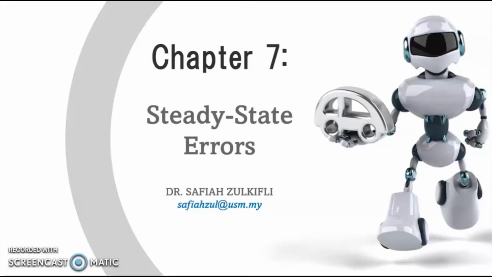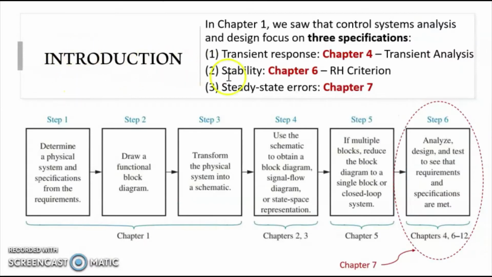Welcome to today's class, and we're going to continue what we have discussed before, which is chapter 7, about steady state errors. We have looked into the specifications that we have to consider when we design the transient response, and the stability. There's no point designing a system if we don't reach stability, so again, you have to do the RH criterion analysis. And then the steady state errors: we want to minimize them, or make sure they don't approach infinity.